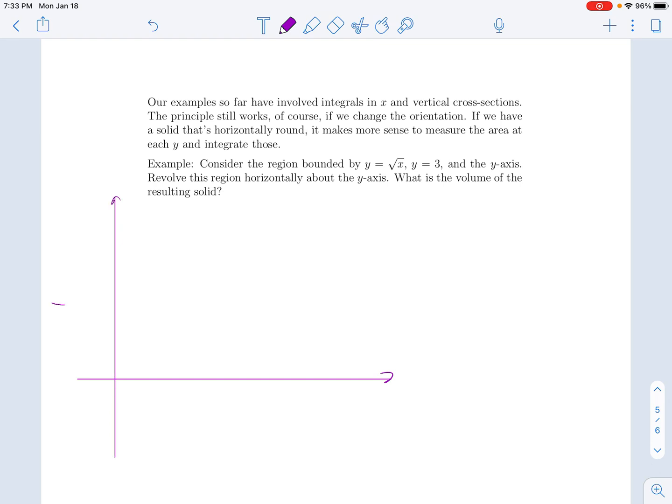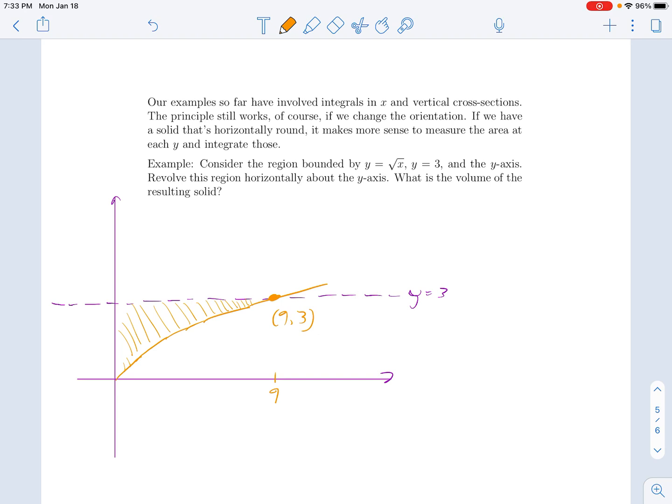So y equals 3 is this horizontal line. Y equals the square root of x looks something like so. Just a schematic, it doesn't have to be perfect. This intersection happens at the point (9, 3). It's not quite to scale, who cares? And we're looking at the region bounded by the square root graph, y equals 3, and the y-axis, this region.